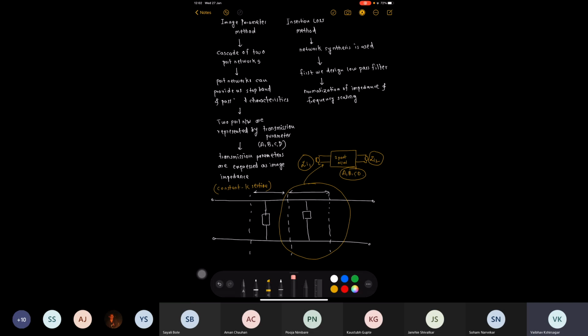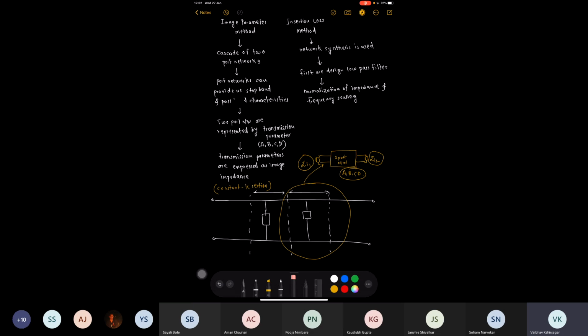So what we do is, basically in the insertion loss technique of filter synthesis, we always start with designing a low pass prototype. After designing a low pass prototype filter, we will transform that filter into the desired filter response. It could be either high pass response, band stop response, or band pass response. And then we will normalize or scale the impedance and frequency as per the desired frequency response.